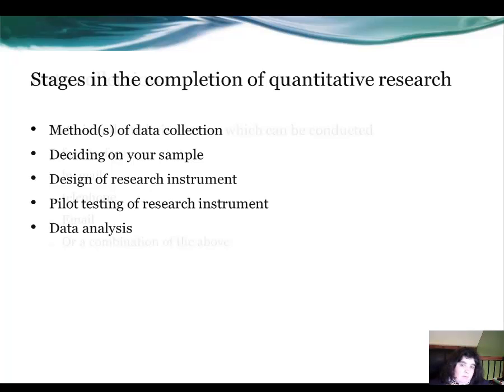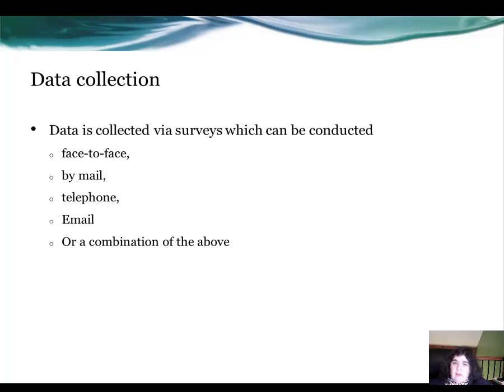So a means of collecting data is through a survey, and that survey can be delivered face-to-face, by mail, telephone or email, or even a combination of the above. That's one method. Now, Bryman and Bell in their text describe many other quantitative approaches to data collection, but here I've just stated surveys.